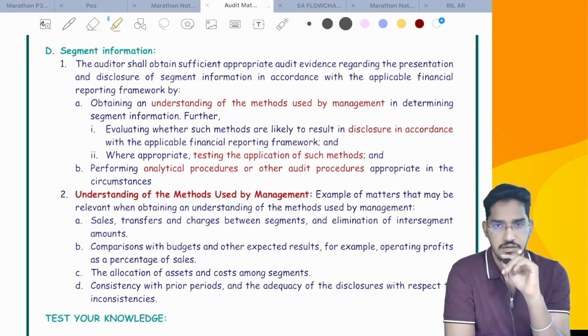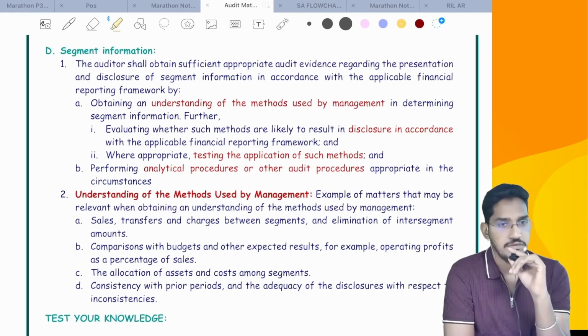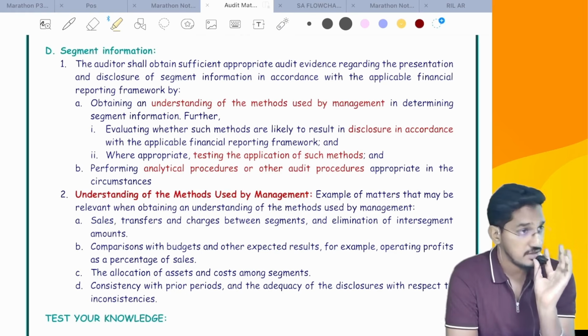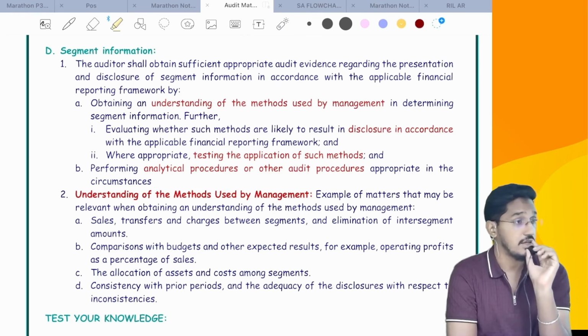We have how to identify the primary segments. They will give you criteria. Whether that criteria has been followed or not, we will check. And whatever calculations they have done, is it as per the standards or not, we will check. And if time permits, if suitable, we will also try to perform analytical procedures on the segment information.